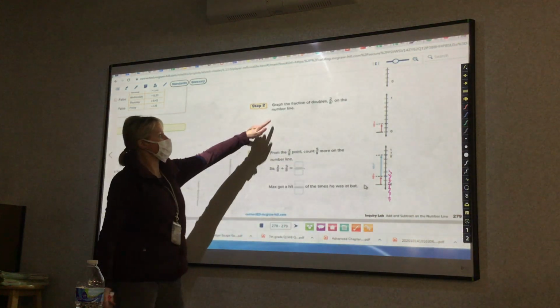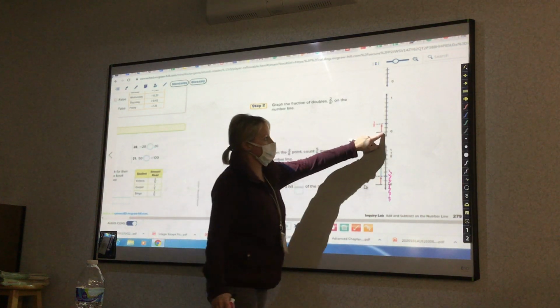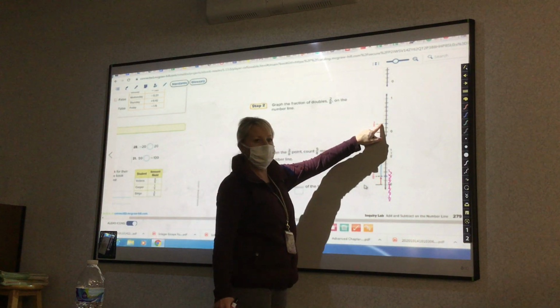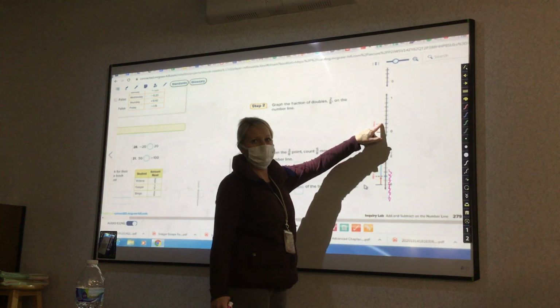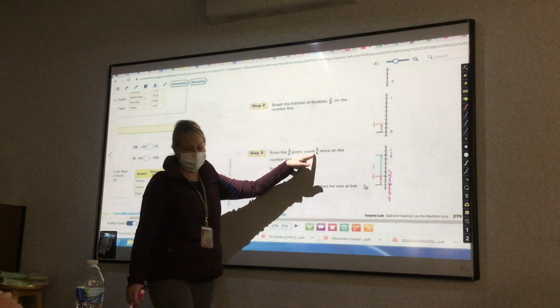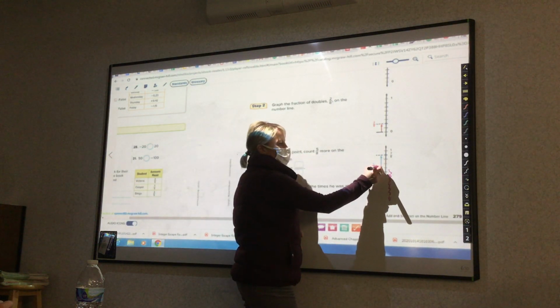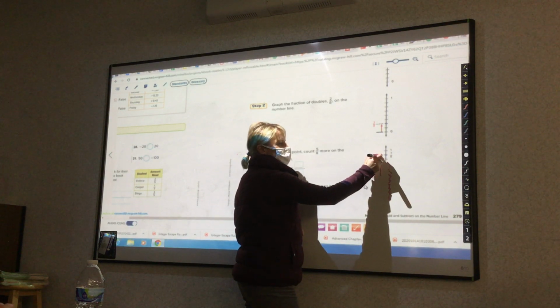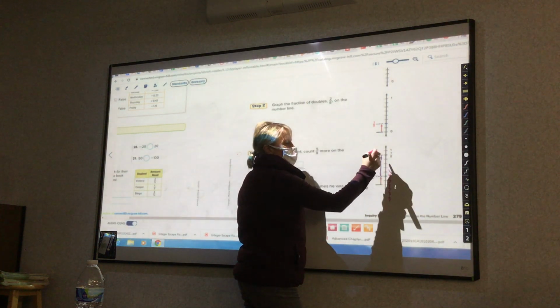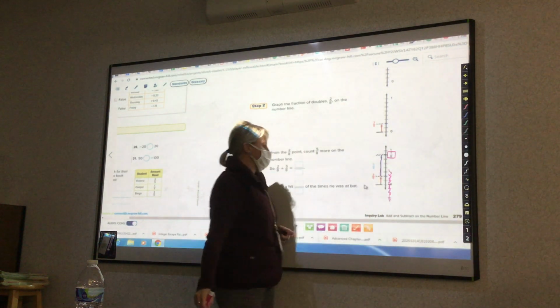So then it's saying graph the fraction of doubles, which is 2/8 on the number line. So I just start at 0 and I draw my first arrow up to the 2/8 and I stop. Then it says from the 2/8 point count 5/8 more. So you're counting 5 more spaces. So 1, 2, 3, 4, 5, because that's 5/8. And they have the dotted line, but then I want you to put a box around the answer, which would be 7/8.